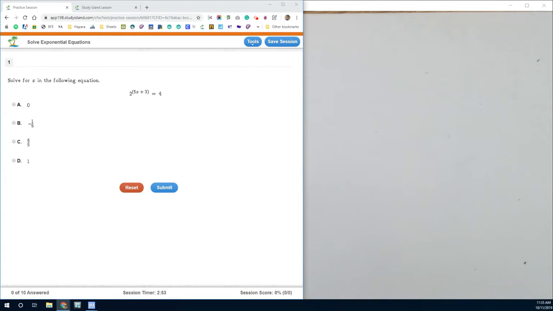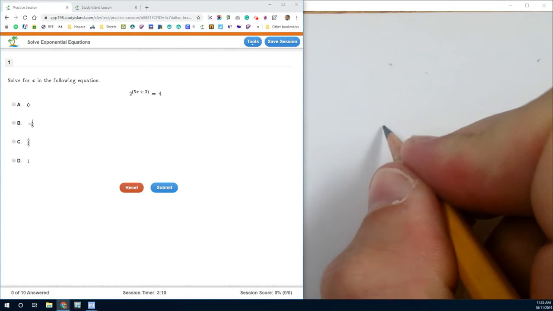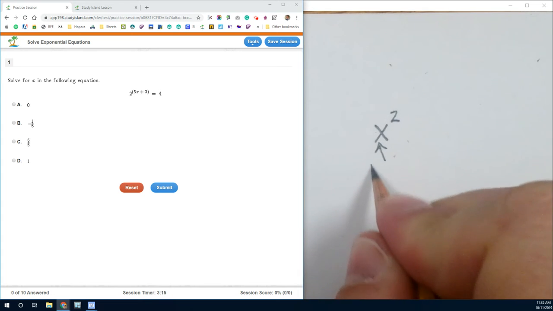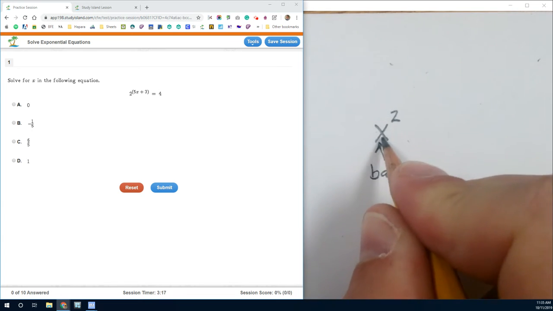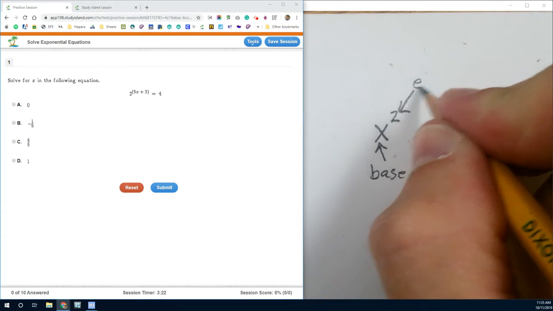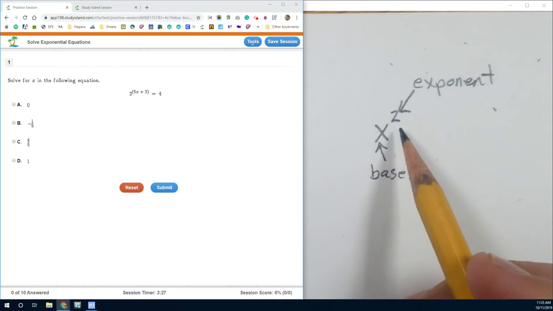All right, here's some basic stuff about exponents before we get into the topic, solve exponential equations. The first thing you need to know about equations that have exponents is what you call the thing that's being raised to an exponent. So for example, if I have x squared, the x in this place is what we call the base. The thing being raised to the exponent is called the base. And then the exponent, you should know what that is right there. Okay, so you have a base and an exponent.